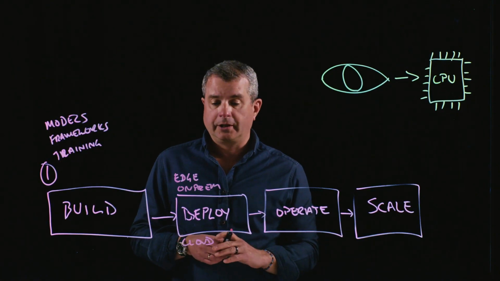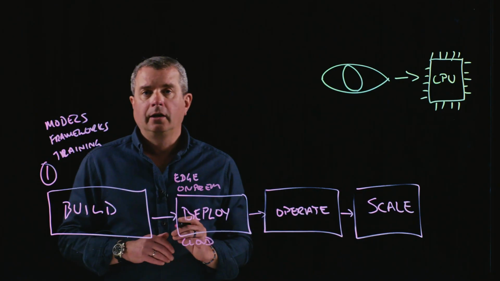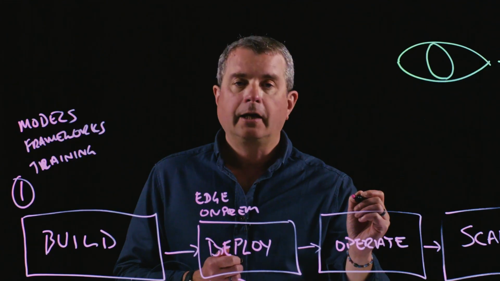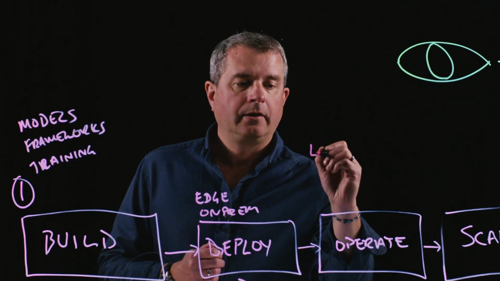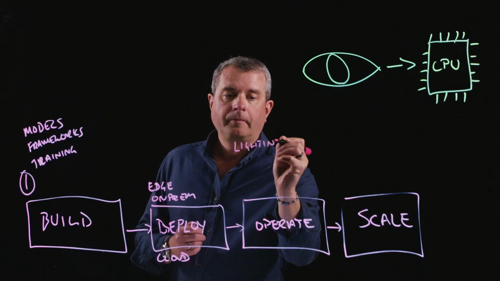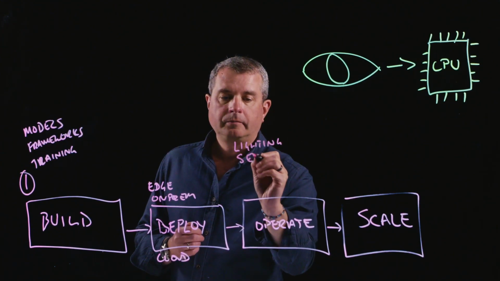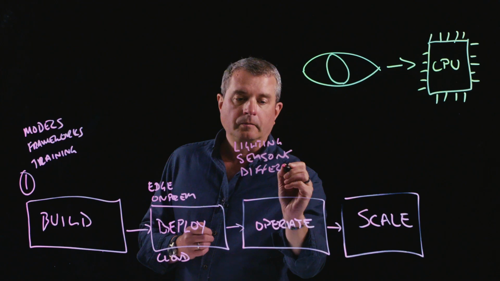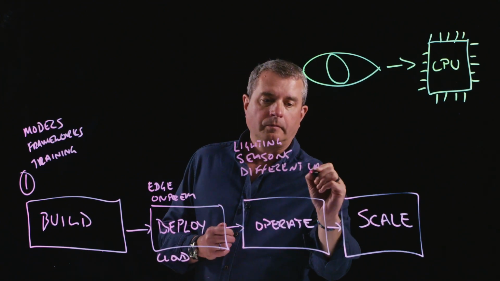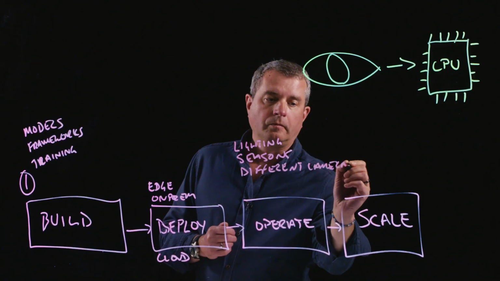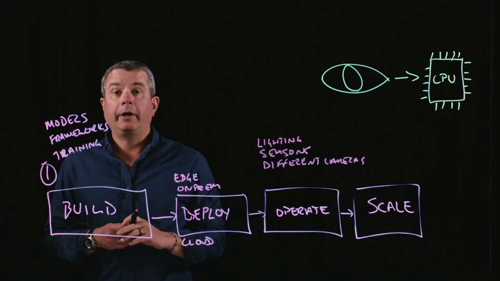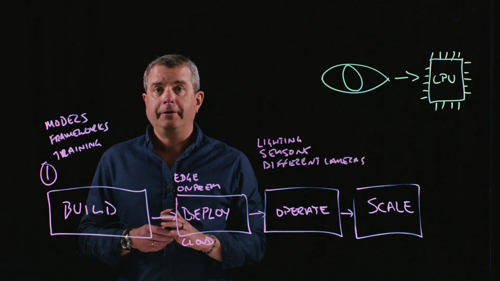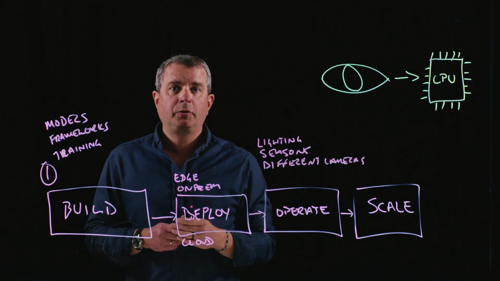But then we look at the operations, right? I may have got this working great within my lab environment, but now I need to go and put it out there in the real world. I'm going to face a number of different challenges. These are things such as lighting, seasons, different cameras. If you're deploying a Vision AI application across your organization, these things are all going to be different or change. There's going to be variance between these environments.